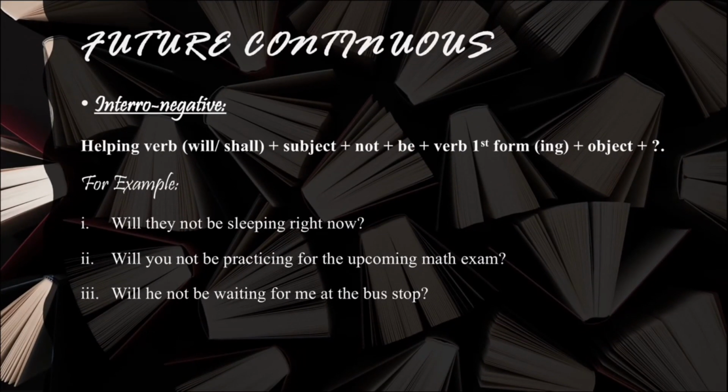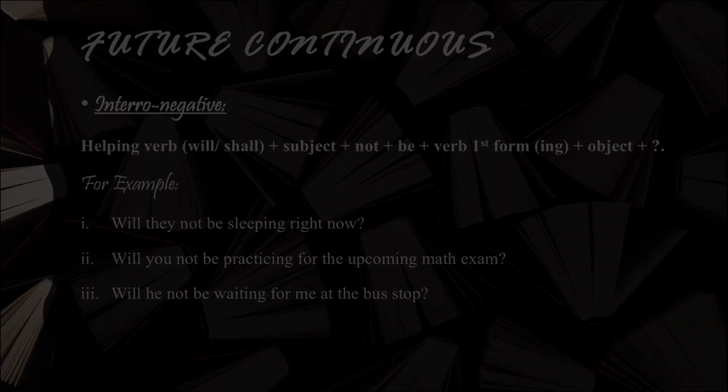For interrogative negative, we can see some examples such as, will they not be sleeping right now? Will you not be practicing for the upcoming math exam? Will he not be waiting for me at the bus stop?